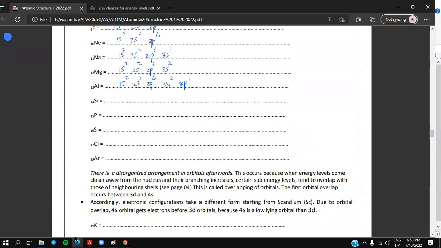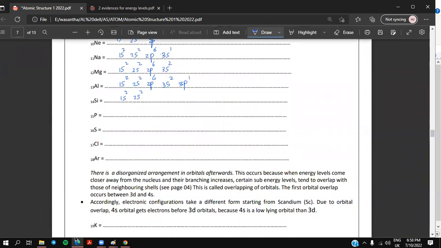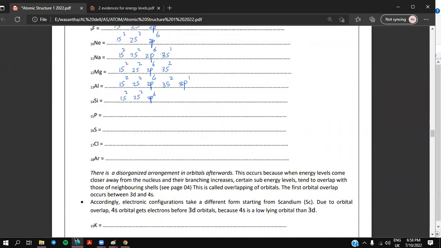Silicon, 14 electrons. 1s2, 2s2, 2p6, 3s2. How many electrons are remaining? 2 electrons, so 3p2. Phosphorus has 15 electrons. 1s2, 2s2, now there are 4 electrons, 2p6, there are 10 electrons, 3s2, there are 12 electrons, 3 electrons are remaining, so 3p3.